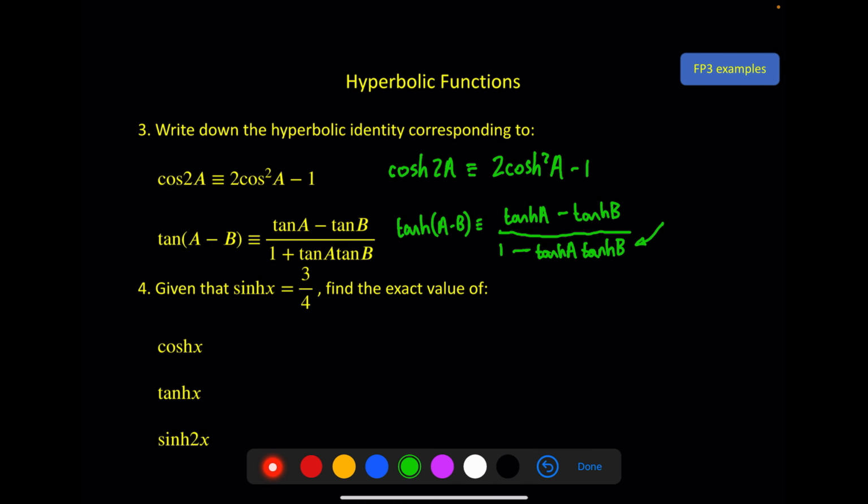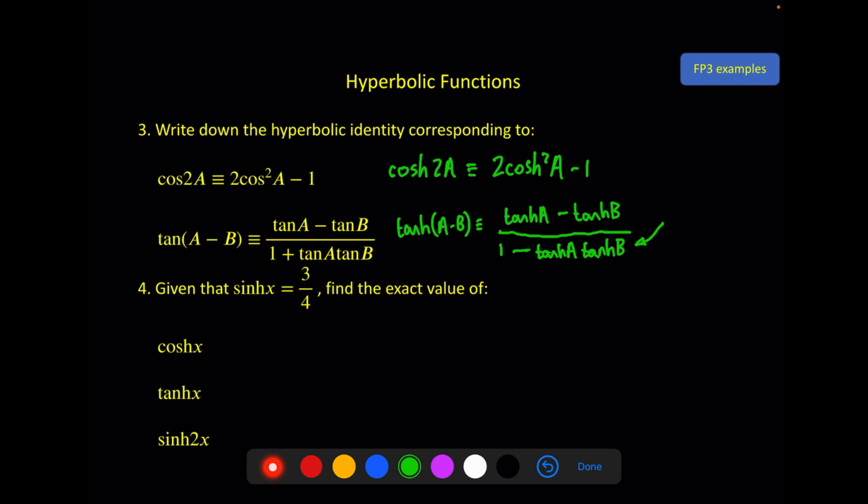And question 4: given that sinh x is equal to 3 over 4, find the exact value of cosh x, tanh x, and sinh 2x. Obviously, if you had a calculator that was able to give you an exact answer, that would be one way. But we're trying to use the hyperbolic identities, so I'm going to use identities to do all of these.